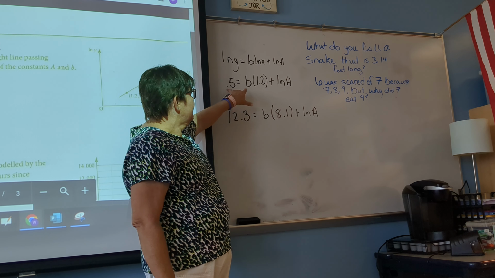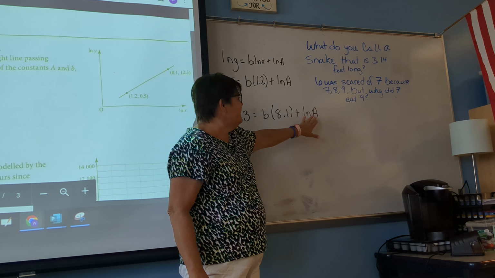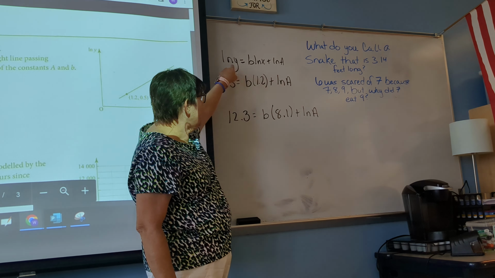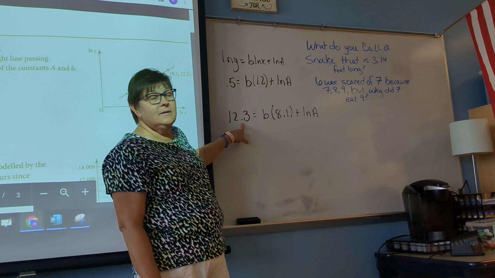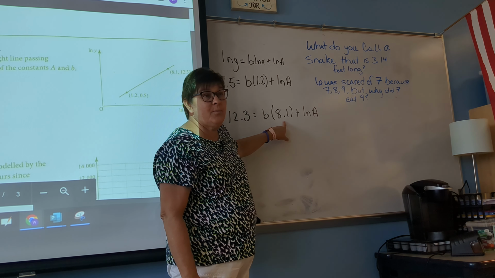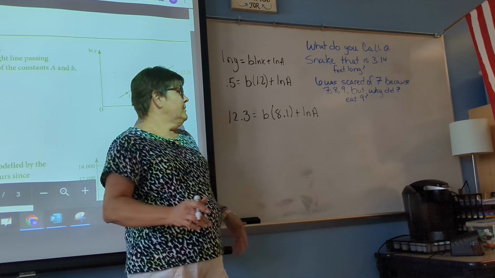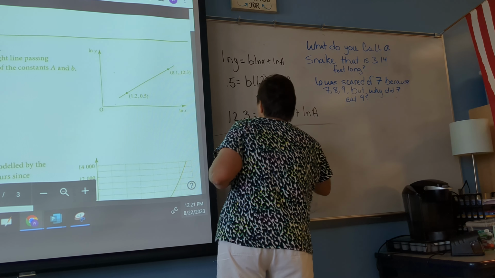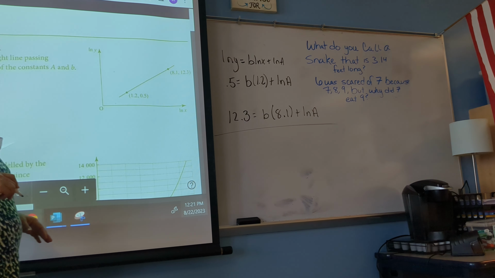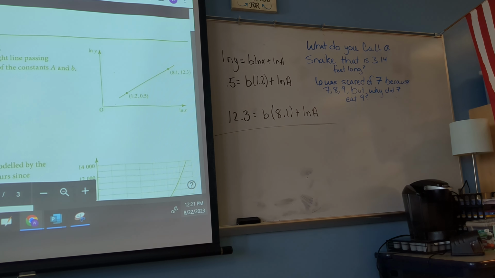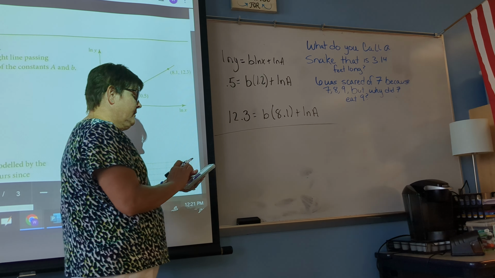I could take this minus this whole thing and the ln of a's would go away. And I'd have 0.5 minus 12.3, and then I'd have 1.2 minus 8.1. Whichever way you want to do it, you do it, okay? So I'm going to do it that way. I'm just going to subtract straight down. I'm going to pull out my calculator, my phone, that's a calculator.